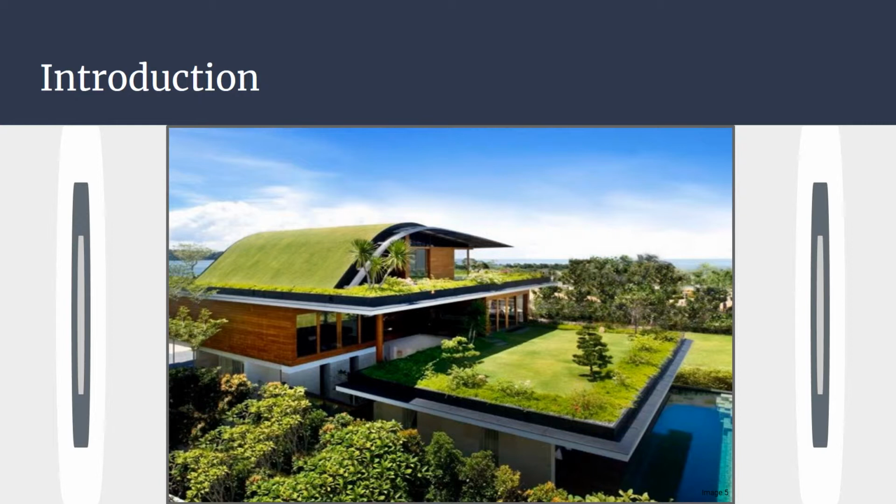So what is a green roof? A green roof is defined as a roof of a building that is covered with vegetation and media, planted over top of a layer of waterproof material.